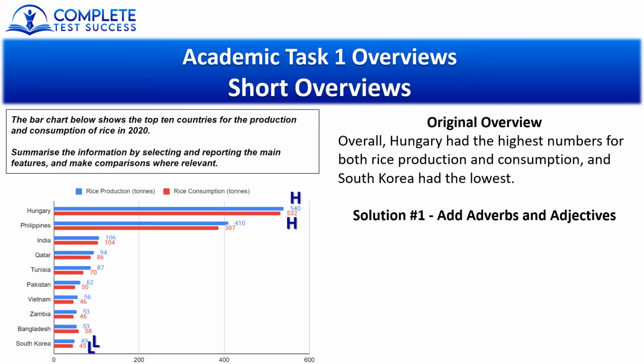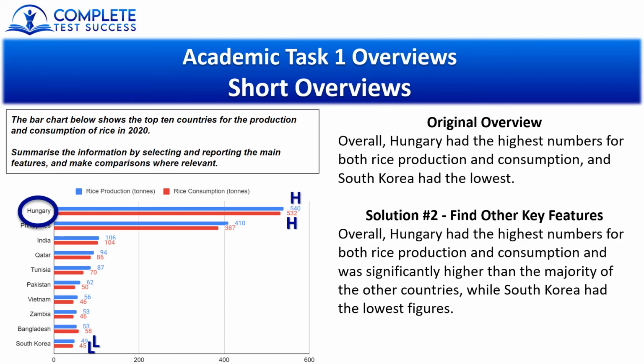And we will look at one more example where the overview was a little bit short. Now, solution number 1, where we add adverbs and adjectives, won't actually work with this overview as we can't use them with these superlatives. That means that we must rely on solution number 2. We might want to focus on the fact that Hungary's figures are so much higher than the others, so we can say, overall, Hungary had the highest numbers for both rice production and consumption and was significantly higher than the majority of the other countries, while South Korea had the lowest figures.